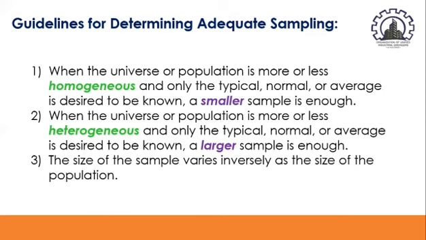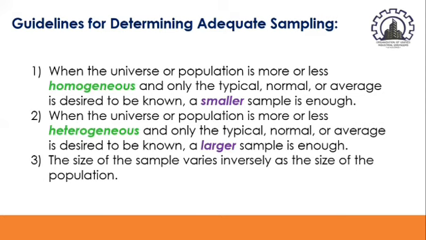First, when the universe or population is more or less homogeneous and only the typical, normal, or average is desired to be known, a smaller sample is enough. However, if differences are desired to be known, a larger sample is needed. And second, when the population is more or less heterogeneous and only the typical, normal, or average is desired to be known, a larger sample is needed. However, if only their differences are desired to be known, then a smaller sample is sufficient.